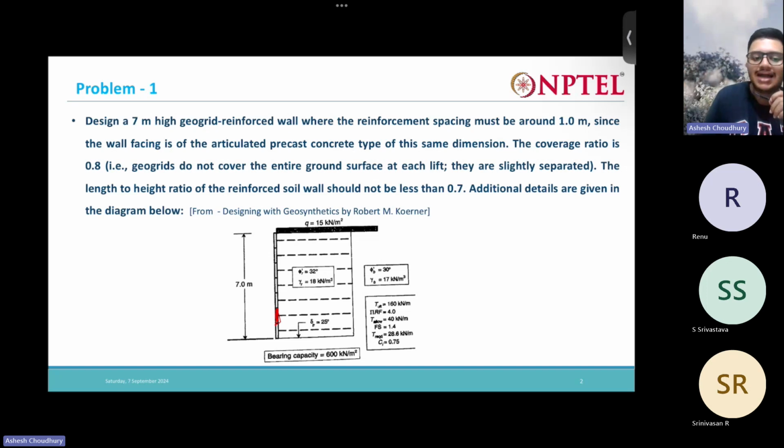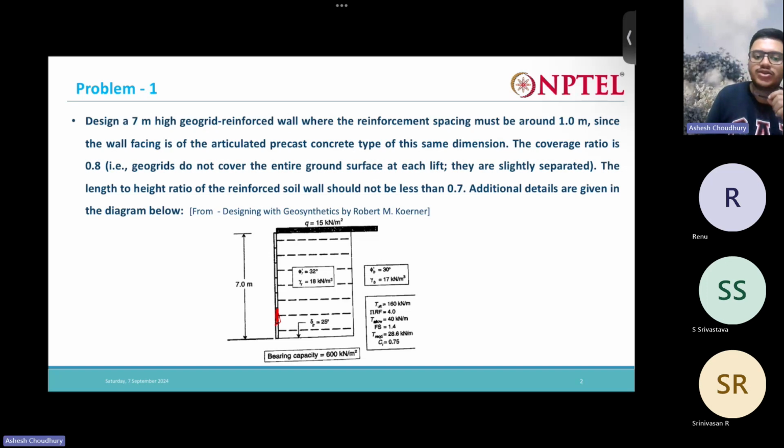The length to height ratio of the reinforced soil wall should not be less than 0.7. This is a condition given to us: the ratio of length to height should not be less than 0.7. So the minimum length to height ratio of 0.7 we need to consider.